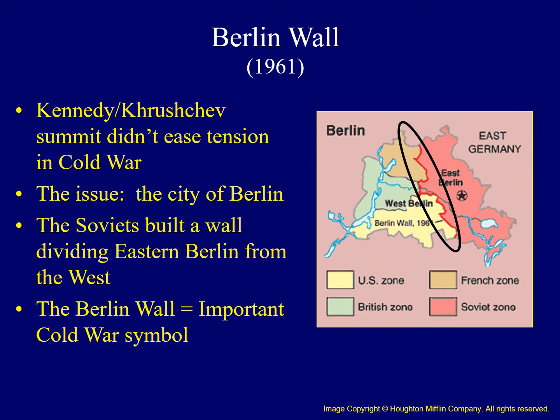Tensions increased between the Americans and Soviets in the Cold War following a summit between President Kennedy and the Soviet Premier Nikita Khrushchev in the summer of 1961. The two sparred over the future of the city of Berlin. Tensions eased by August, but by then the Soviets began building a wall to prevent people from leaving eastern Berlin to the west. The Berlin Wall became an important symbol of the Cold War for nearly 30 years.